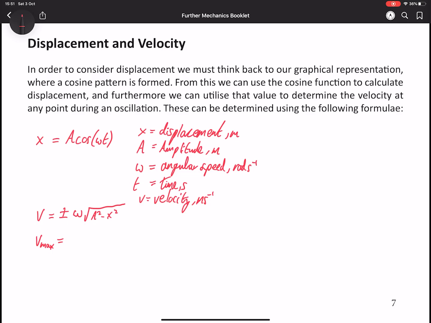But we also get an equation for v max, the maximum velocity that will be experienced. Now we know that the maximum velocity is going to be based on that amplitude. So we have an equation of omega A, because we don't have to care about the difference in its position in this case. So these are simply equations you need to be able to use and recognize from the graphs.